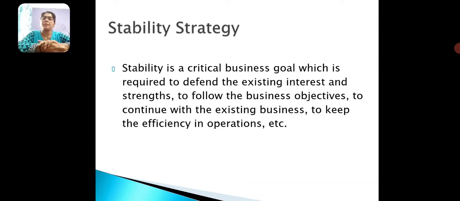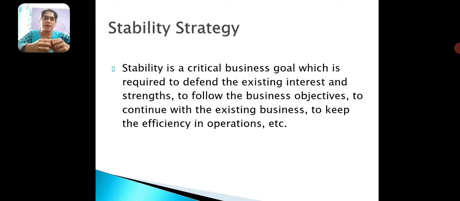Stability strategy is basically one of the corporate level or grand strategies followed, where the company or the organization focuses on its existing product and the existing market, on whatever efficiency they have right now, and they try to maintain the same position. They're not thinking of expansion, they're not thinking of growth, they're not thinking of retrenchment or downsizing. They just want to maintain the status quo.